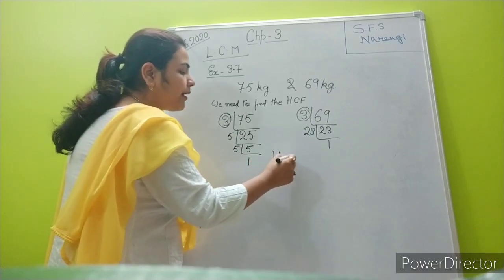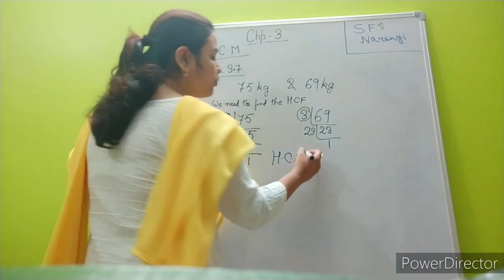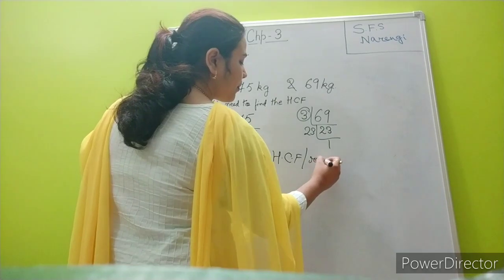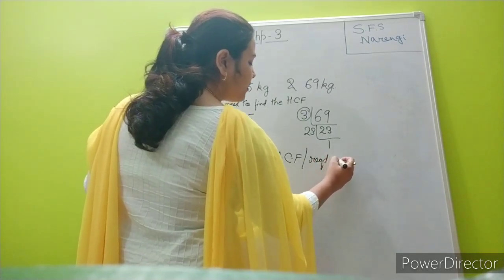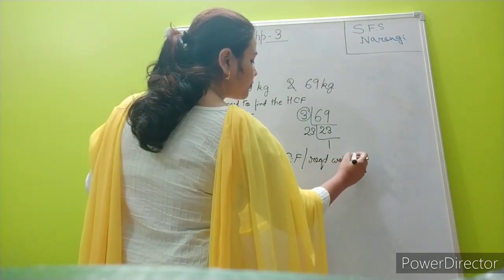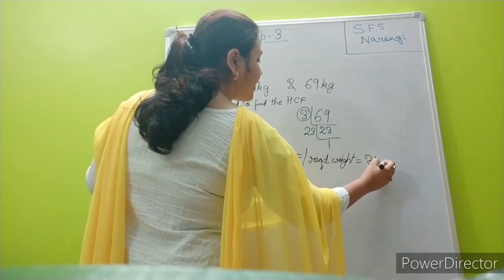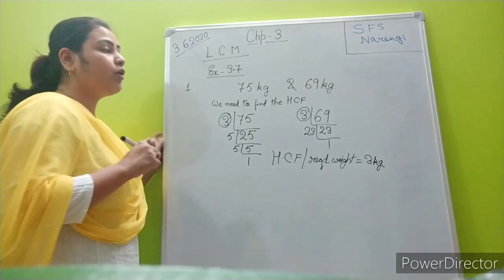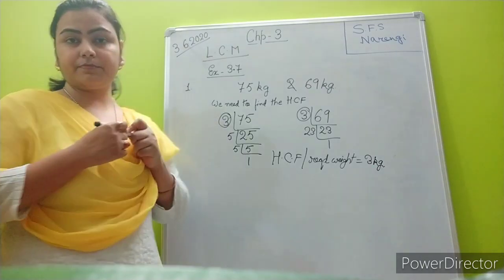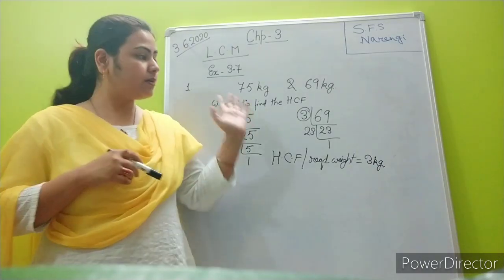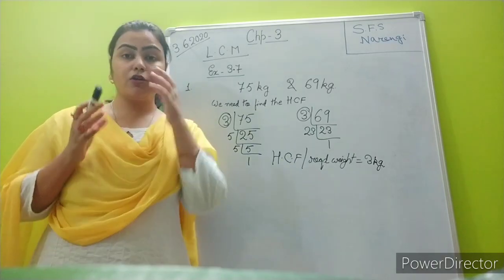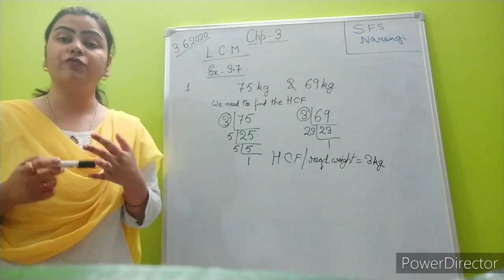So the required HCF, or the required weight, will be 3 kg. The required weight will be 3 kg. Okay? Now understood? So when you read the question, you need to find out.